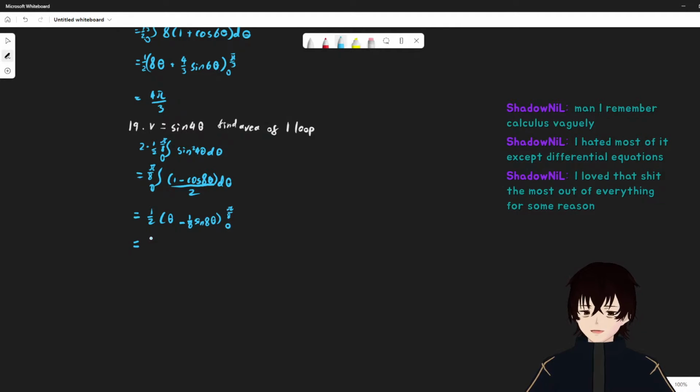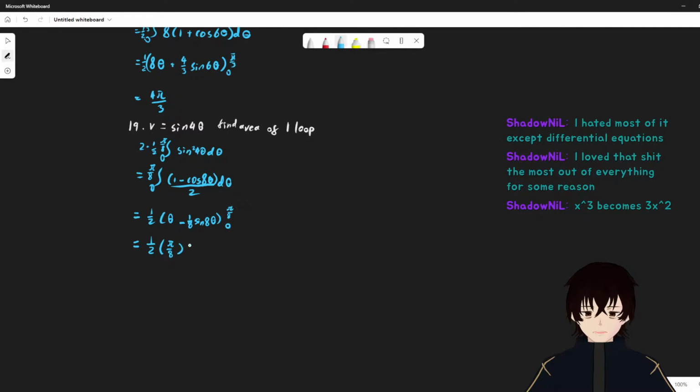Well, we're about to have sequences next, and I think sequences is actually something that's quite fun. Pi to the power 8 and minus 0. So that is pi over 16. Is that right?